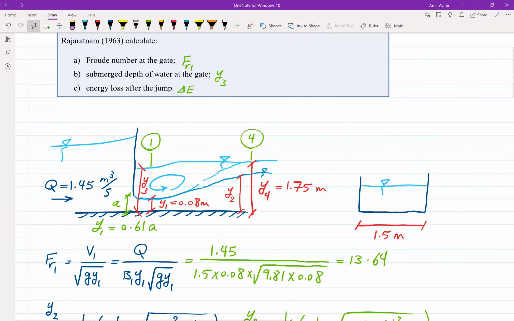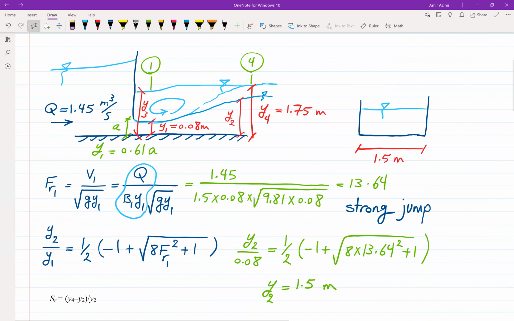For Froude number in rectangular cross section, we have V1 divided by square root of gY1, and we can simply use the continuity equation to reduce the calculations. So we have the discharge divided by area times square root of gY1, and it gives us a Froude number equal to 13.64, which is considered a strong jump. It is a strong jump if we don't have a tailwater higher than the conjugate depth. So we need to calculate the conjugate depths to see what it is.